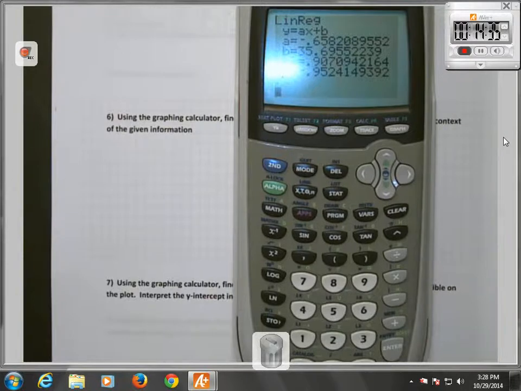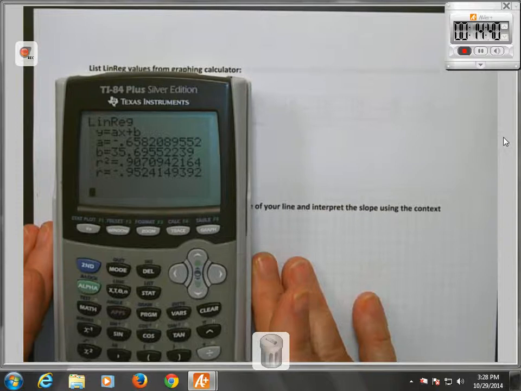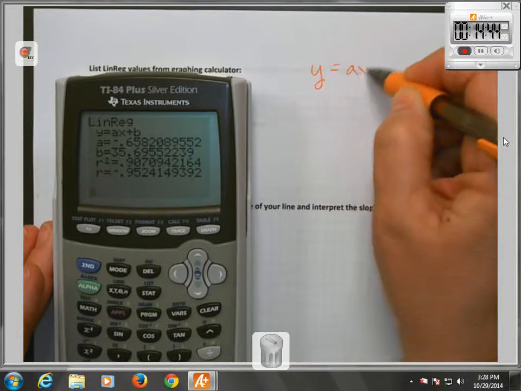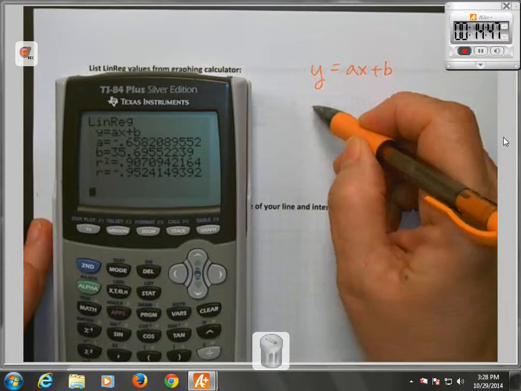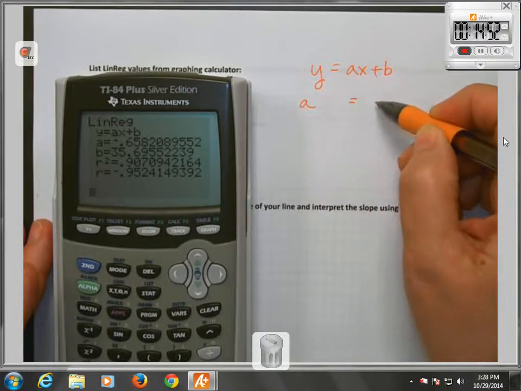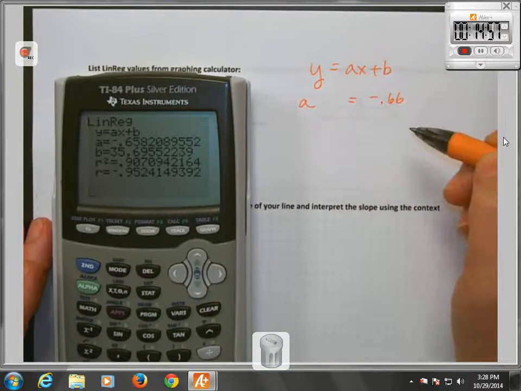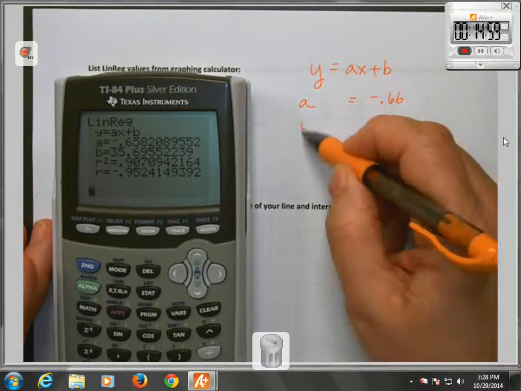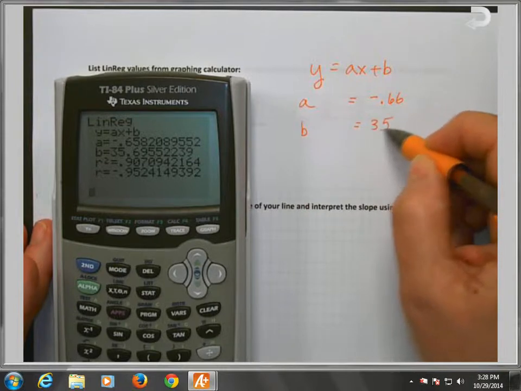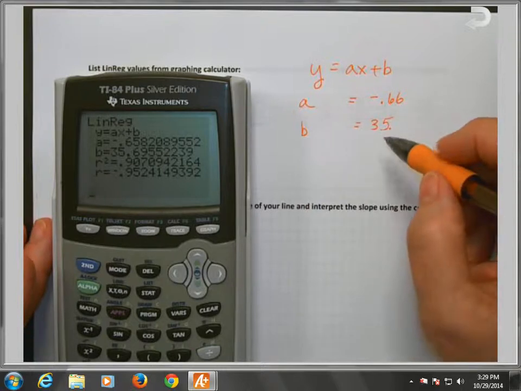Okay, so the first thing I'm going to suggest is that we just go ahead and write this data down, just as it appears. So we're using this y equals ax plus b, and then we have a, and that's going to equal -0.66, just rounding to the hundredths place. We have b, and that equals 35.7.